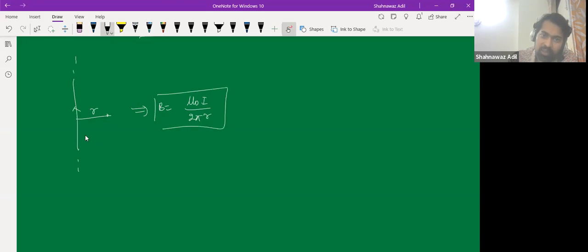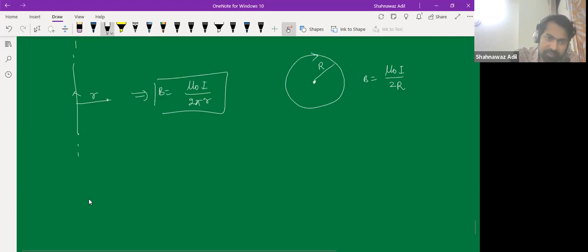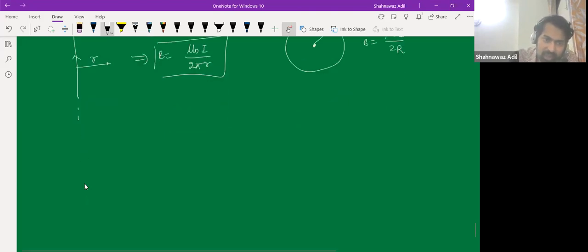And we also know that for a circular wire, the magnetic field at the center is how much? Let's say the current is flowing in this way. We'll use the right hand thumb rule, and the magnetic field is mu naught I by 2r, right? For a semi-infinite wire, the magnetic field was what? This was mu naught I by 4 pi r, right?